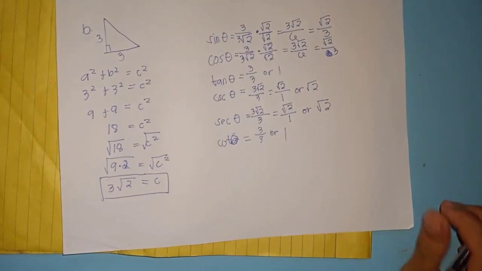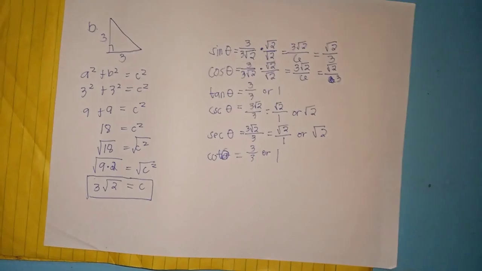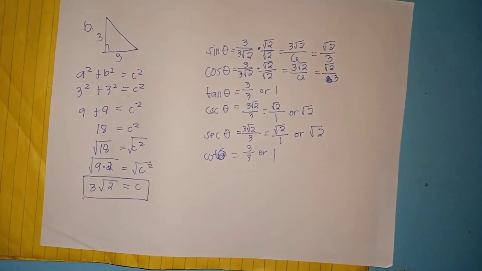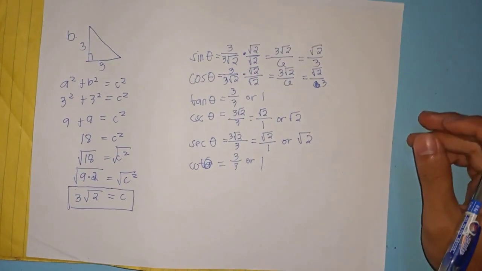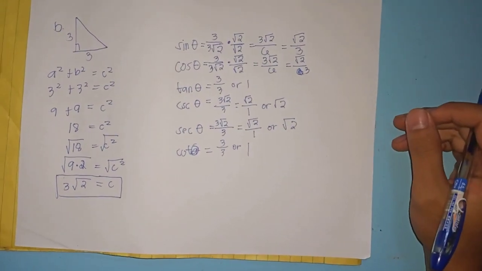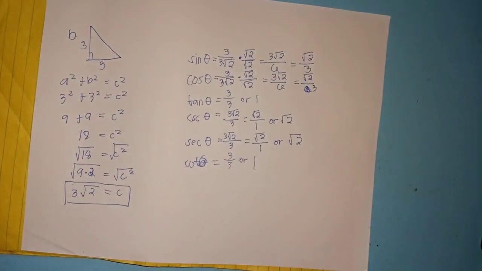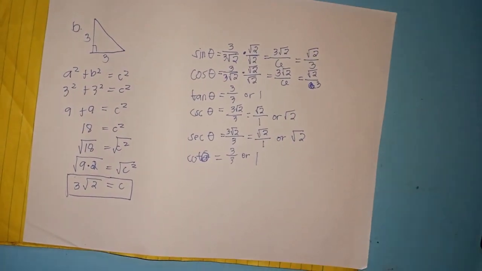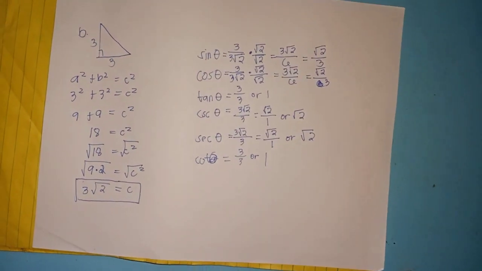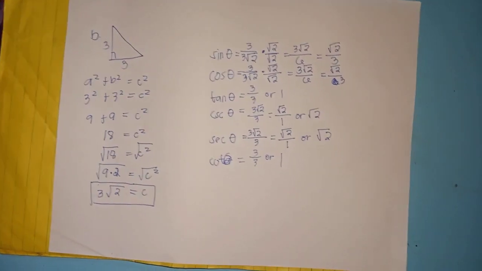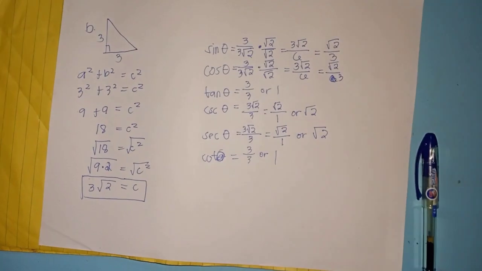So our sine is square root of 2 over 3, same as cosine. We have square root of 2 over 3, then tangent 1. Cosecant is square root of 2, same as secant theta. And next is the cotangent. We have 1. So that's how we find the six trigonometric functions.